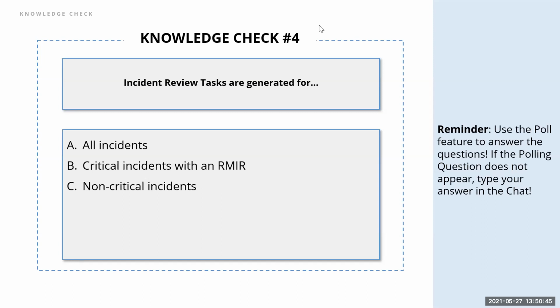So let's see, incident review tasks are generated for critical incidents with an RMIR. Great job. Most of you guys got that one right here. So just keep that in mind. If an incident review task is generated, that is because the incident was initially classified as critical and an RMIR was submitted for that incident. So good job paying attention there, guys.